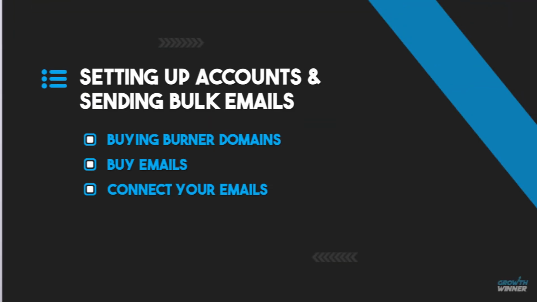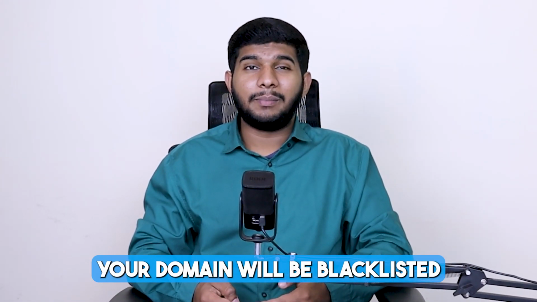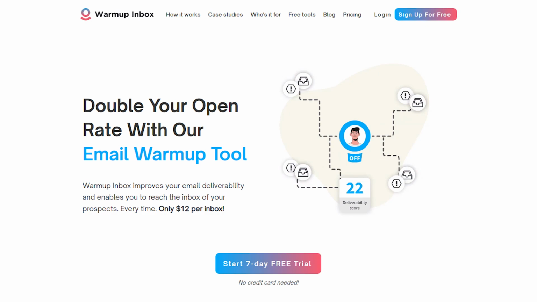This brings us to our 4th step, that is warming up emails. If you send hundreds of emails per day from a new account, it will be considered as spam and Google will suspend your email account and your domain will be blacklisted. That's why warming up your email accounts is very important. You can also use warmupinbox.com if you are not using instantly.ai and only want to warm up your emails.